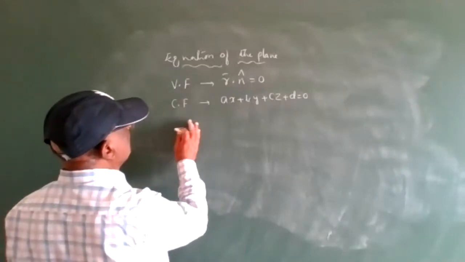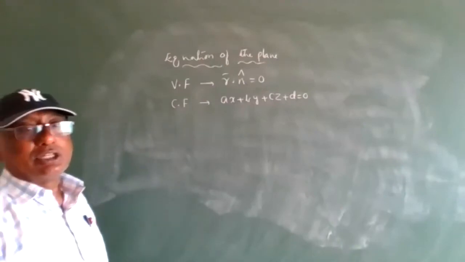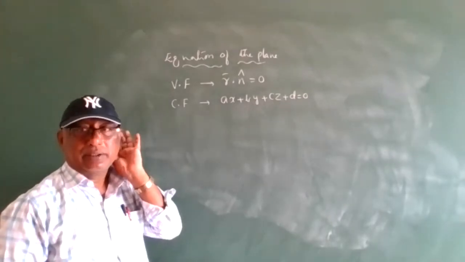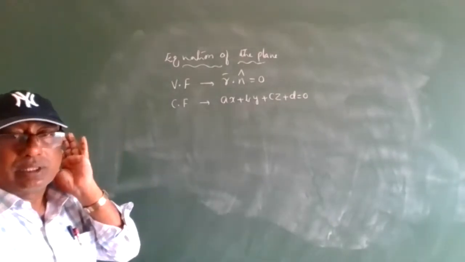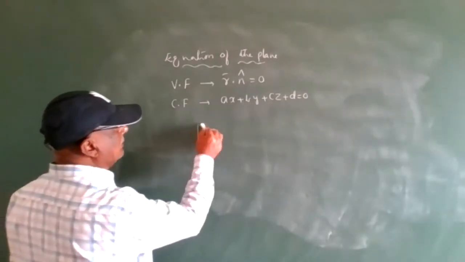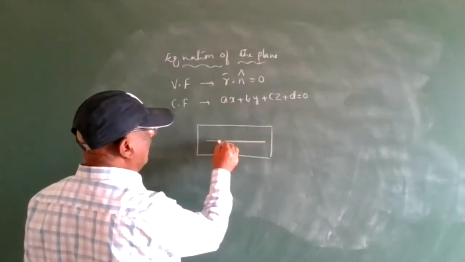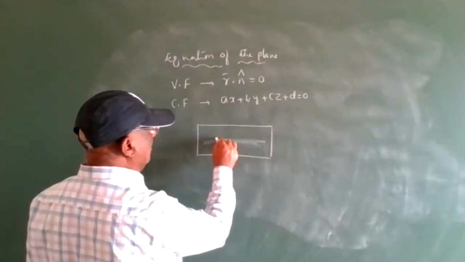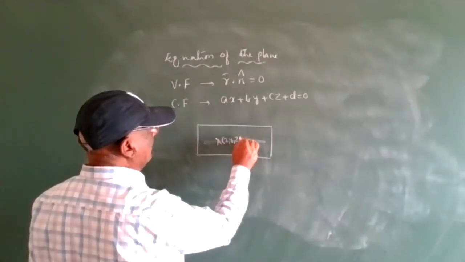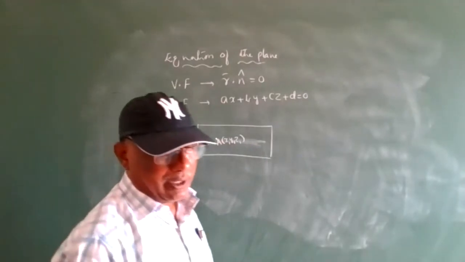Now we are going through the equation of the plane passing through any point. So this is the plane. In this plane, any point, this is the point A (x1, y1, z1). Then what is the equation of the plane passing through the point?